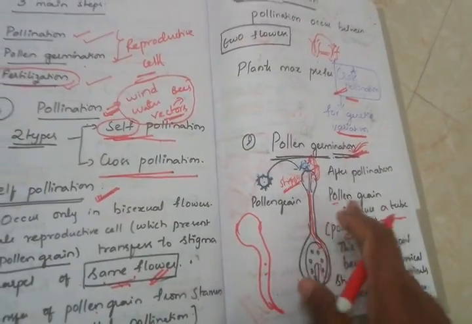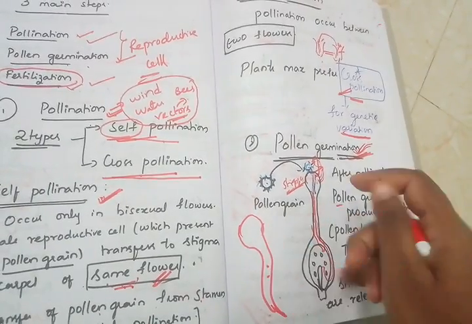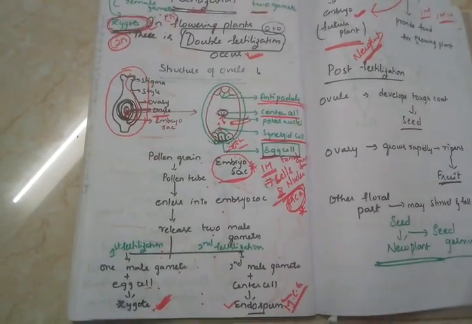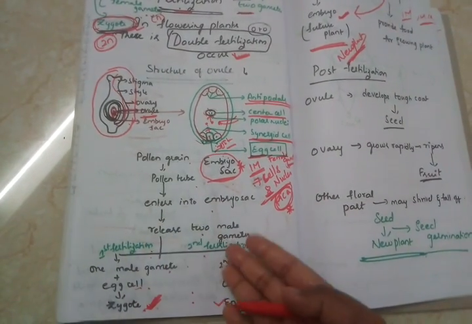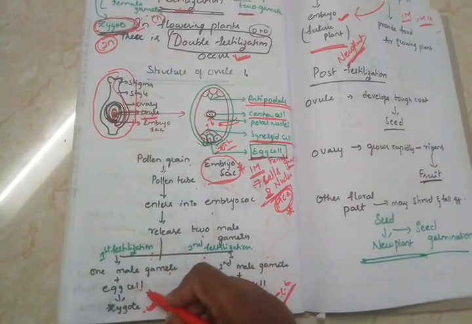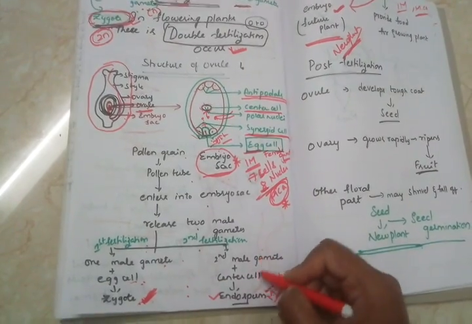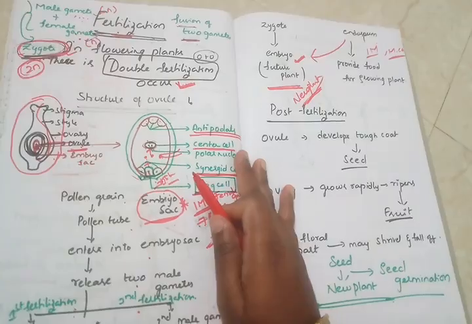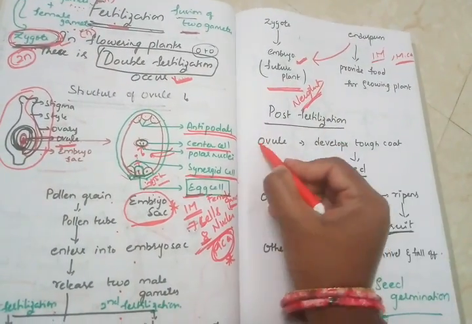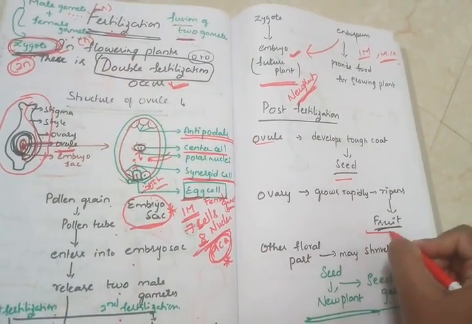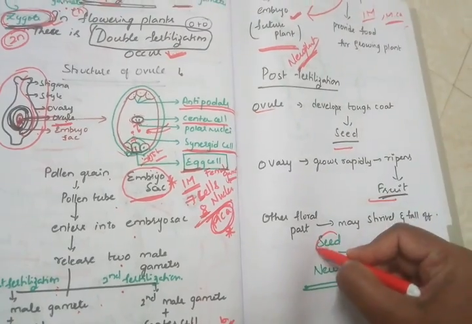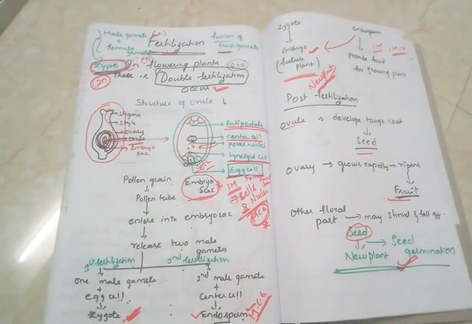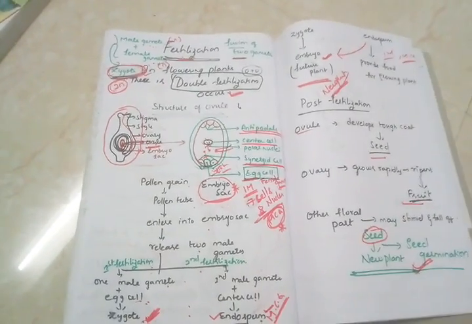Okay, come for the pollen germination. Production of pollen tube with the two male gametes is called pollen germination. And just now we discussed the fertilization. First fertilization, second fertilization. Male gamete with egg cell, zygote, and second male gamete with the central cell, endosperm. This is called double fertilization. And after fertilization, the ovule becomes seed, ovary becomes fruit. When we use this seed for the growth of a new plant, that is called seed germination. And this is the complete sexual reproduction in the plants.